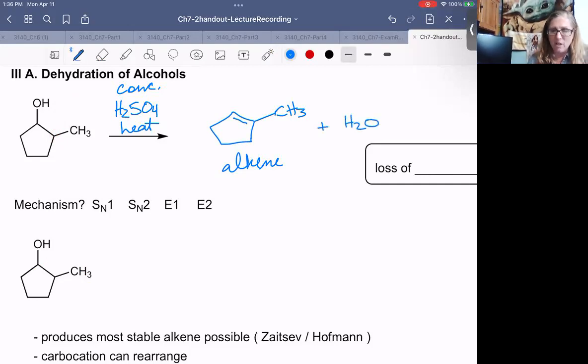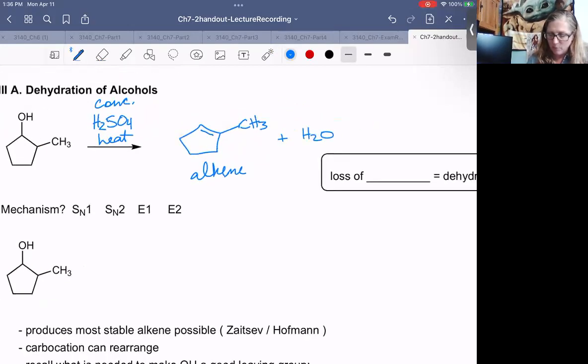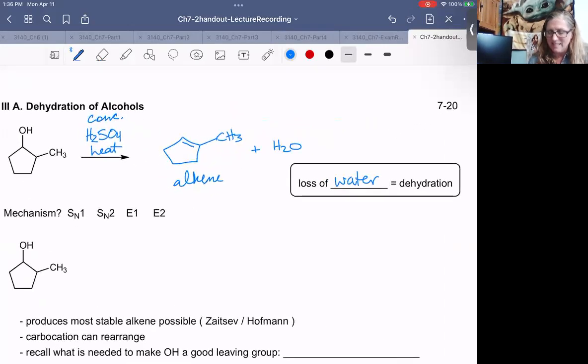Because it's loss of water in this reaction, that's why it's described as a dehydration, right? If you're out in the desert for a long time, you're losing water, you're dehydrated. And so the same thing is happening here with an alcohol. Okay, so let's think about the mechanism.